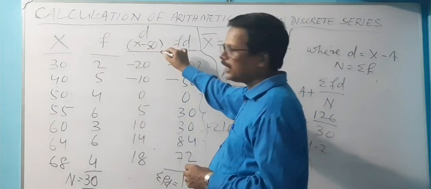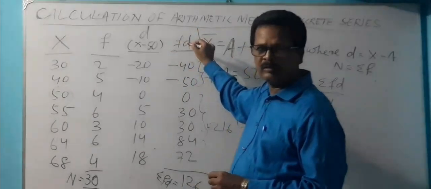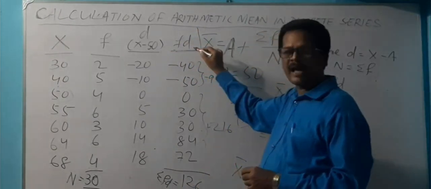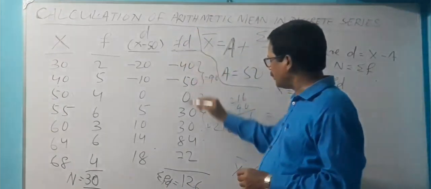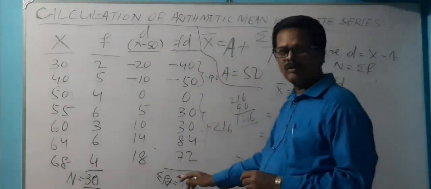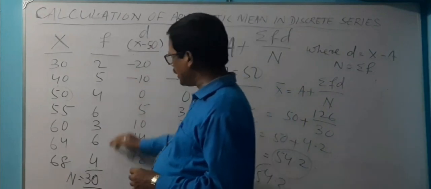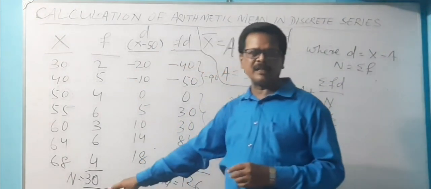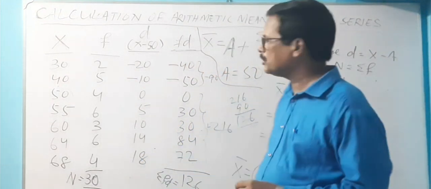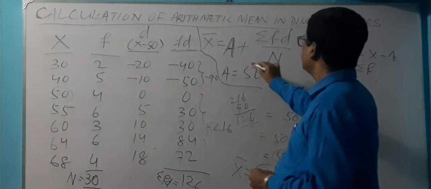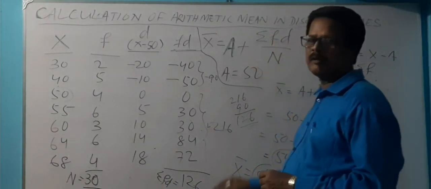We have to calculate D. Then we have to find out the value of F into D, FD. Then we have to add FD values. We will get summation FD. Then we will have to add F values. We will get summation F, that is n. Then we will put the value of A plus summation FD by n.